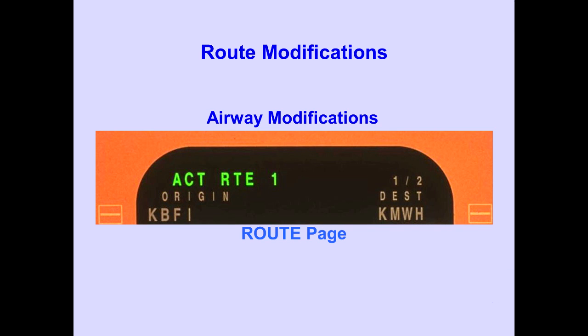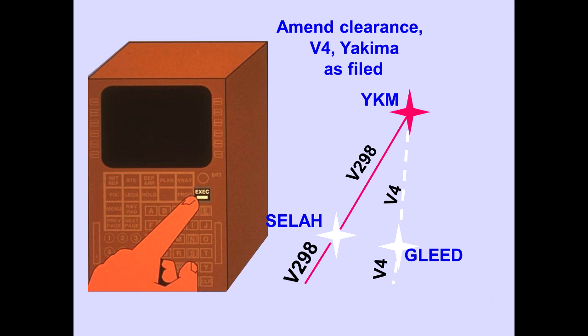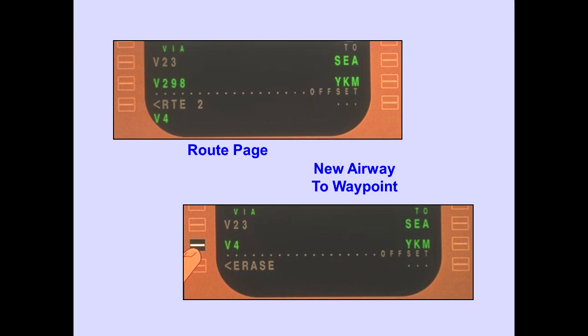Airway modifications are made on the route pages. The FMS route must be modified to reflect a new ATC clearance. Airway modifications to fly to a current flight plan waypoint are accomplished by entering the new airway next to the waypoint. In this example, the route is modified to fly via Victor 4 to Yakima.